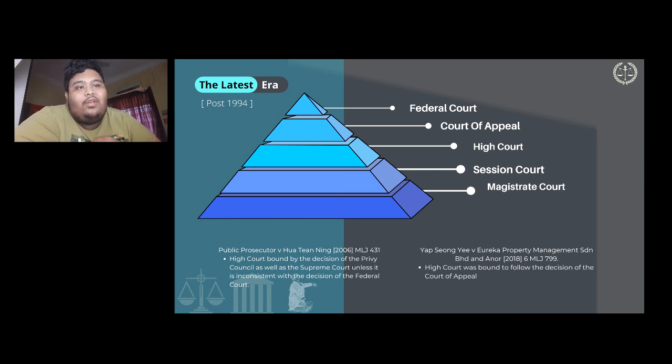The situation was proven in the case of Public Prosecutor and Hua Tian Ning in 2006, whereby the High Court of Shah Alam decided in accordance with the decision of the Privy Council in Public Prosecutor and Yuvarai in 1969.